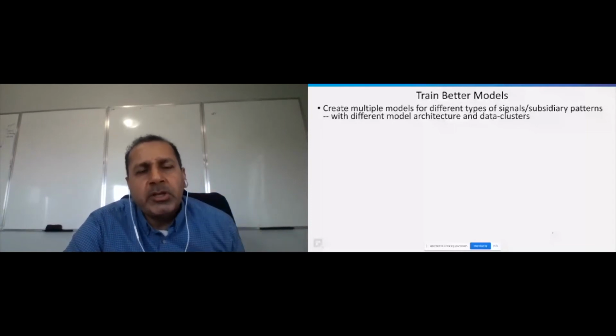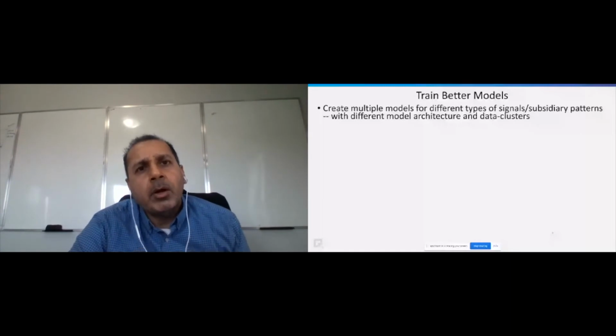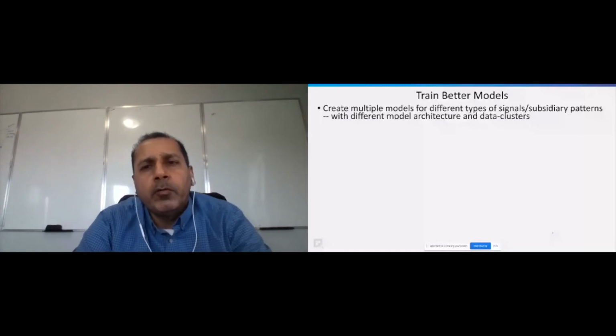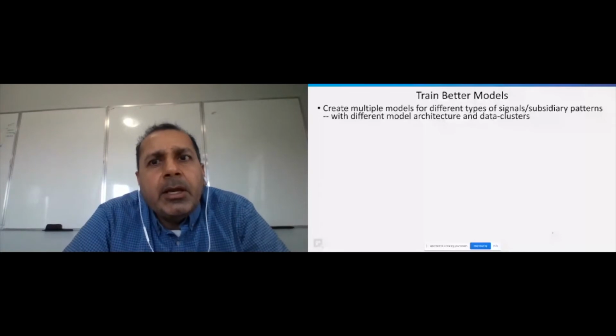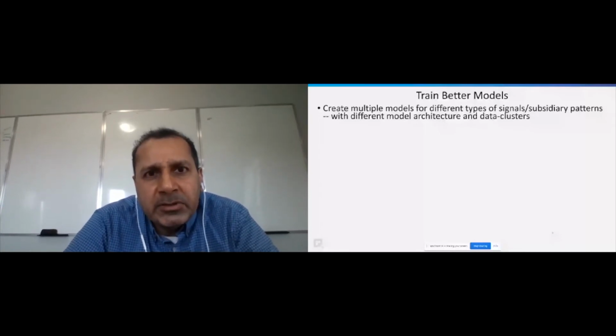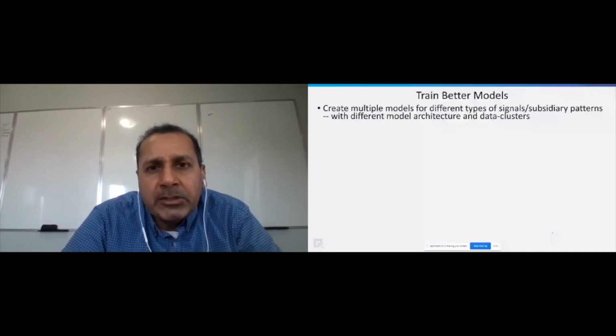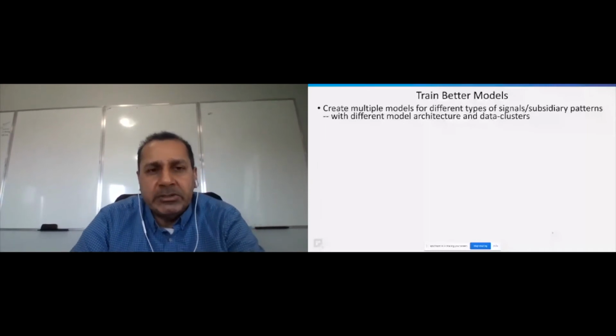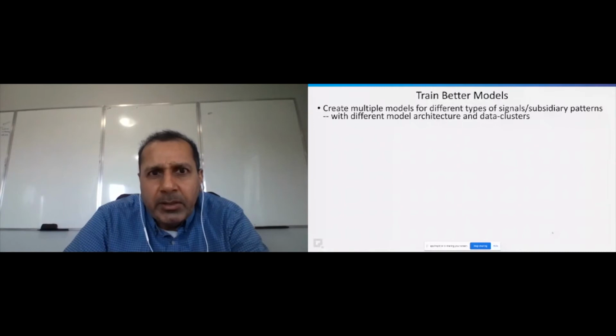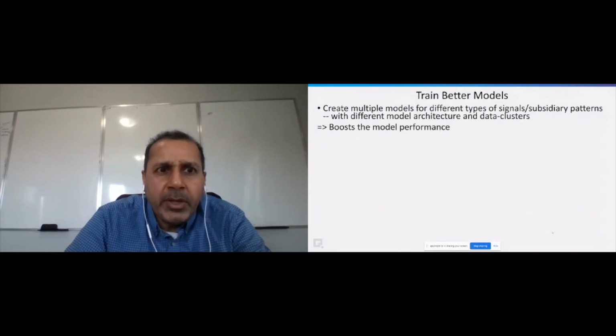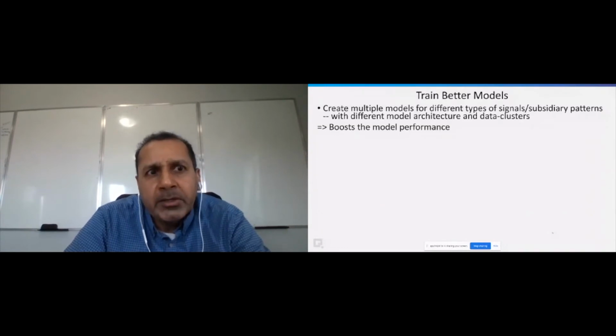So the first notion is you go from a monolithic model to look for subsidiary patterns and create the right model architectures and the diversity in your architecture to capture these things. And I also put in the notion of a data cluster. So the minute we do that, this should provide a reasonable boost in your model performance.